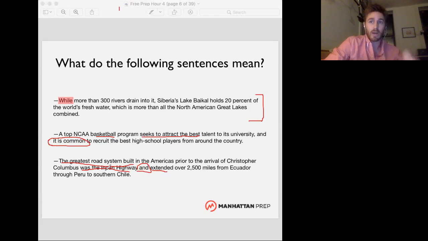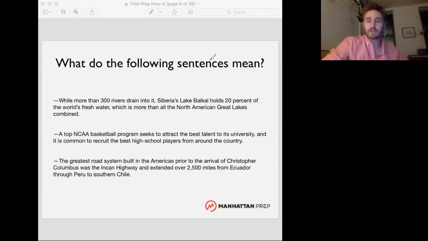I want the computer to know, hey, the Incan Highway was the greatest road system and the Incan Highway extended all over the place. Why do I know that that's what I want? Because I'm a human and I get what the point of the sentence is. It's about the Incan Highway. Let's make sure the computer knows that too. Not a grammar mistake, pure meaning. And that is from an actual test also.